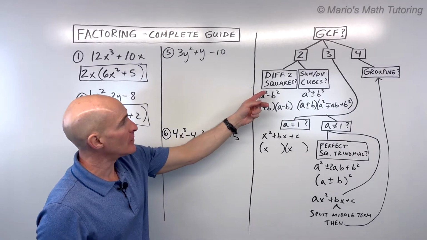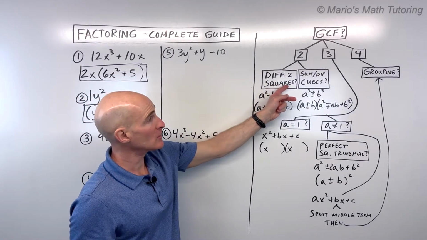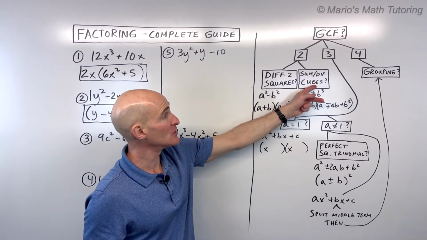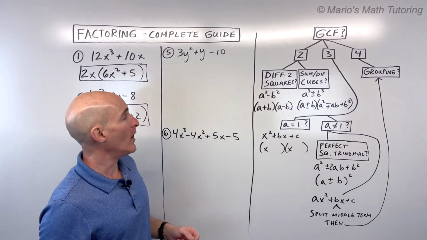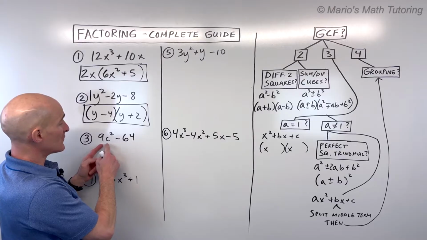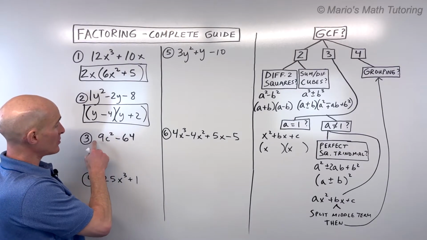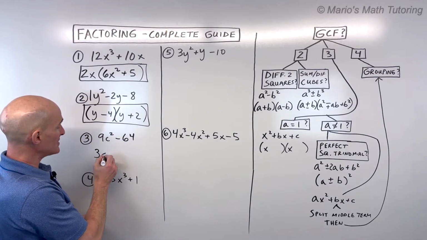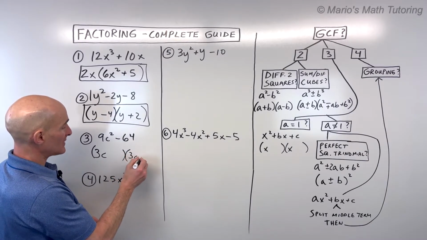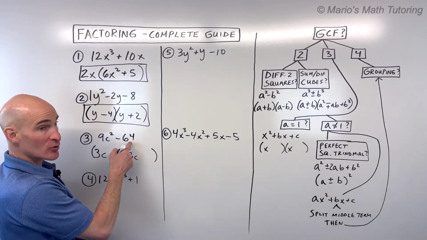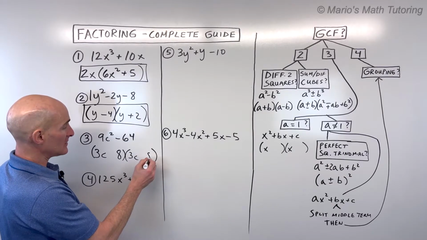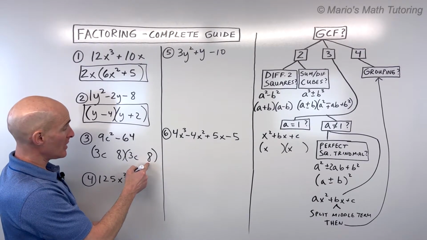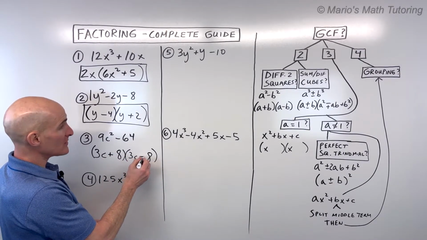So now I'm going to ask myself, is it a difference of 2 squares, or is it a sum or difference of 2 cubes? Well, this is a difference of 2 perfect squares. If I take the square root of 9c squared, I get 3c, times itself, 3c. If I take the square root of 64, I get 8, so I put 8 here and here, and then one of these is adding and one of these is subtracting.